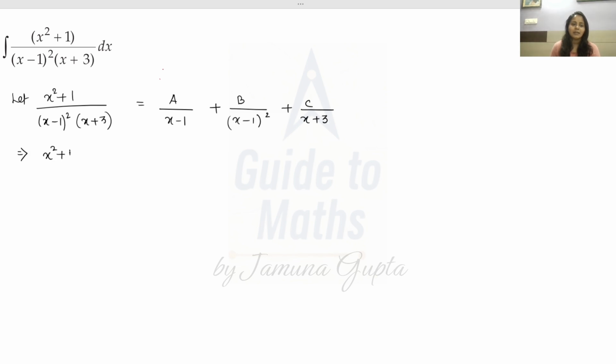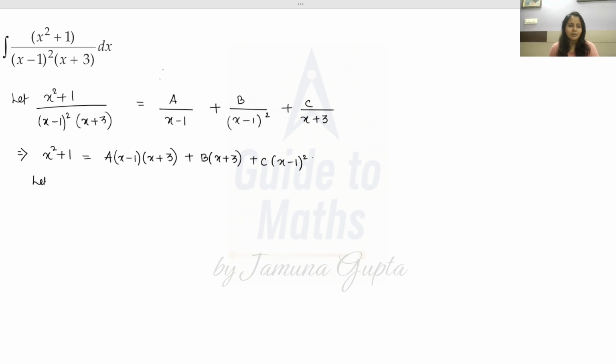So we will get x square plus 1 equals a into x minus 1 into x plus 3, plus b into x plus 3, plus c into x minus 1 whole square. So we will substitute different values of x in order to get the values of a, b and c.